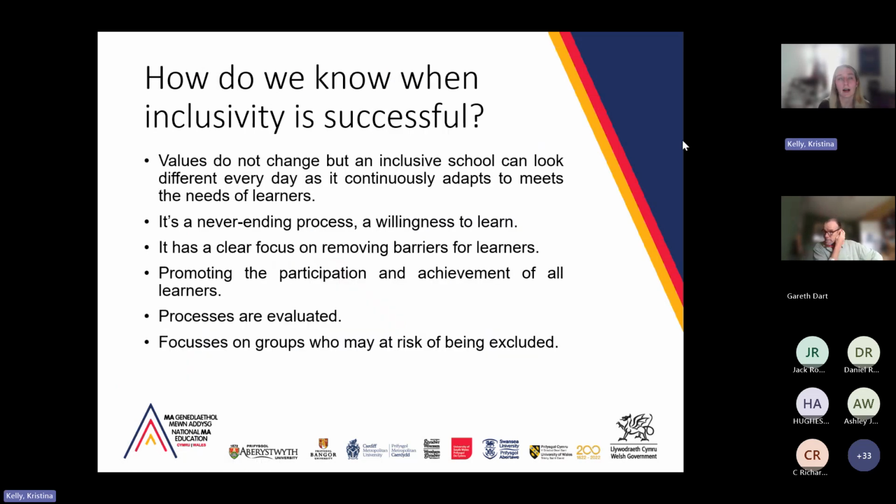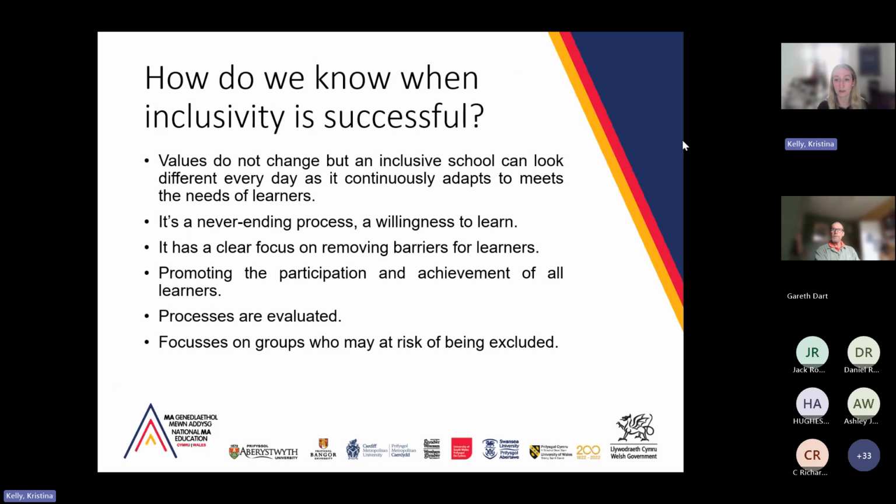And if we think about how we know when inclusivity is successful or on the route to being successful, your values as a setting don't change, but how you operate day to day does, because you're adapting to meet the needs of the learner. So that idea of inclusion maybe doesn't change because you've talked about it, you've delivered it together. But what that looks like day to day does change depending on who's in front of you at any one time and depending on the journey of each individual learner as well.